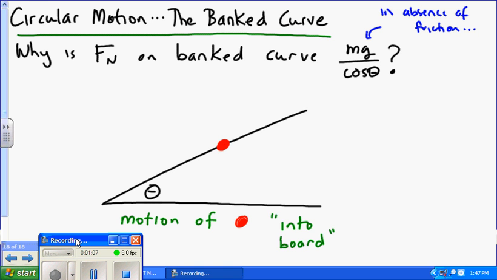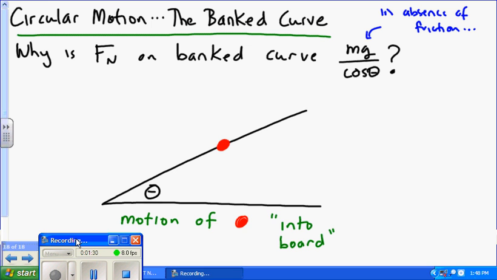One thing to think about with a banked curve is that the free body diagram changes. It changes because we really want to think about things in terms of centripetal force, which is directly towards the center of the circle. It's not down the incline. Another thing I want to say is that this is all in the absence of friction.